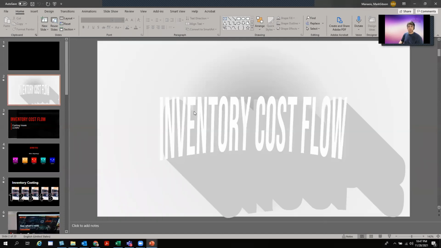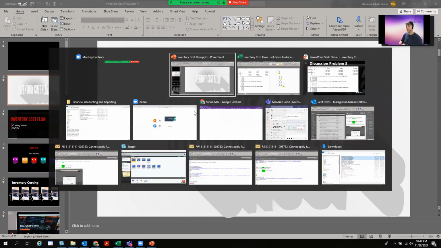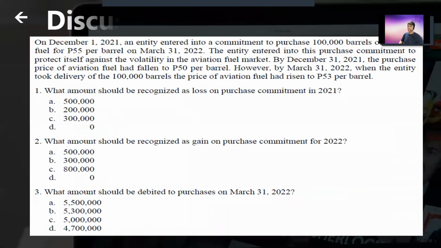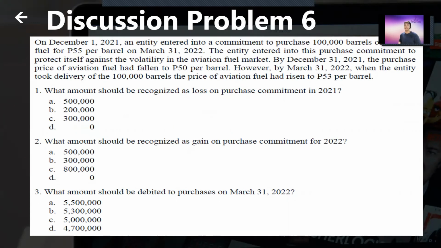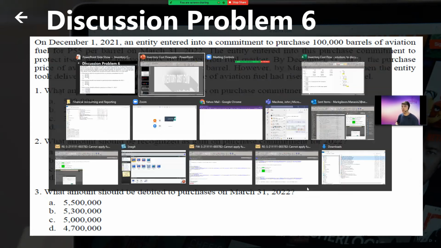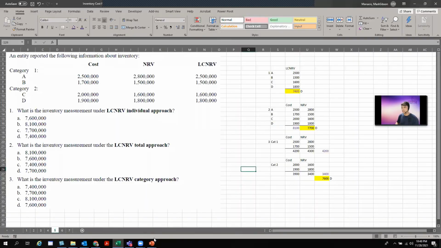Let's have problem number 6. So in problem number 6, we'll talk another concept. No, this is the purchase commitment. No? So let me read first the requirements. Number 1, what amount should be recognized as loss on purchase commitment in 2021? And then number 2, what amount should be recognized as gain on purchase commitment for 2022? And then finally, on number 3, what amount should be debited to purchases on March 31, 2022? So let's have problem number 6.